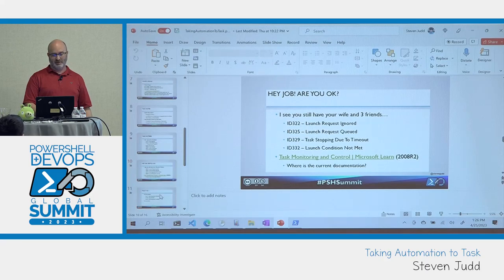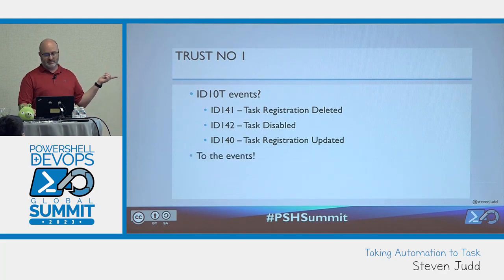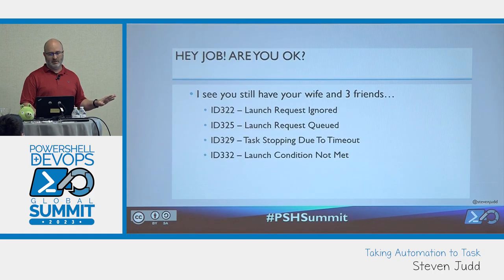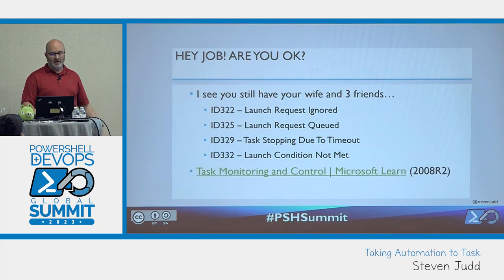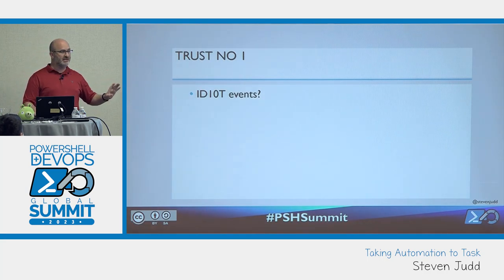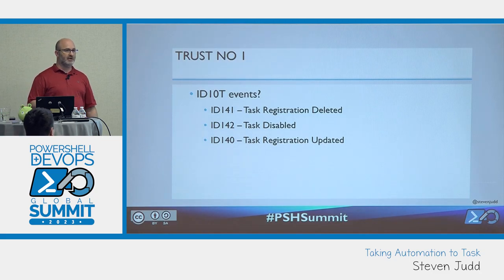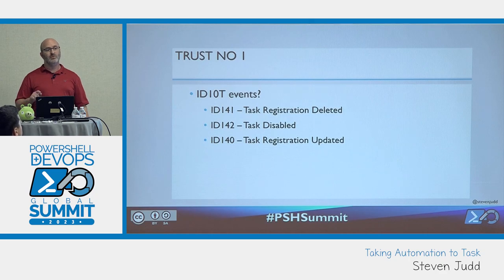All right, I did the Hey Job, it's three friends. We talked about the, let me get back to the presentation mode here. These are the ones where things have gone poorly, right? So the ones I said, the 300s, let me go back. These are the ones where I said, hey, there's something wrong with your task. These are the ones where someone did something bad, right? That's why they're the ID10T events: task registration deleted, task disabled, task registration updated. Maybe you have tasks that you don't want anyone messing with and you want to know when someone or something changed them. There you go. Those are the events you need to pay attention to.